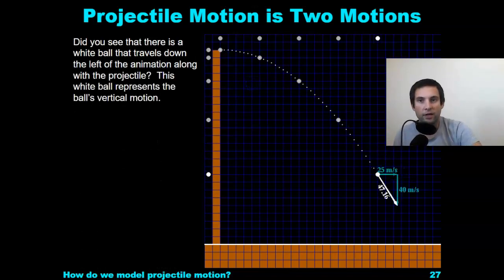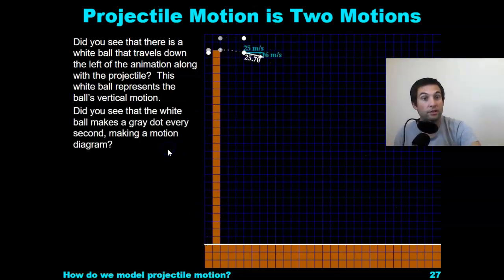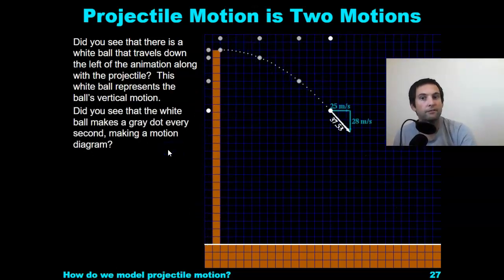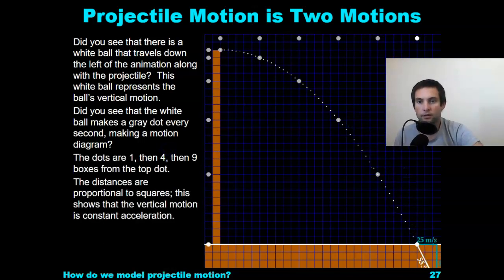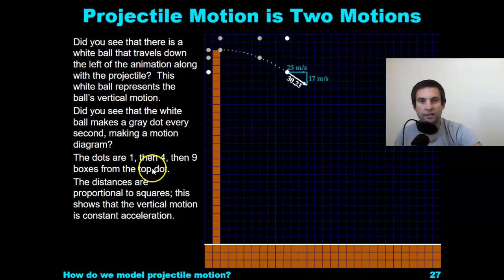What's happening in the y direction? Well, we've got a small space, and then a bigger space, and then a bigger space, and then a bigger space. So what does that mean? It means we're accelerating. We're getting faster and faster going down. Distances are proportional to squares. This shows the vertical motion is constant acceleration.